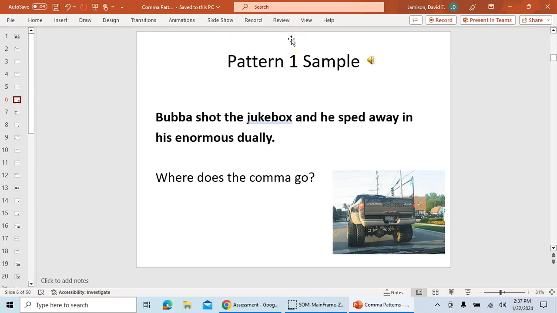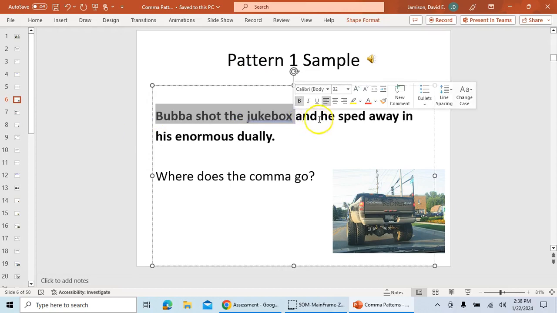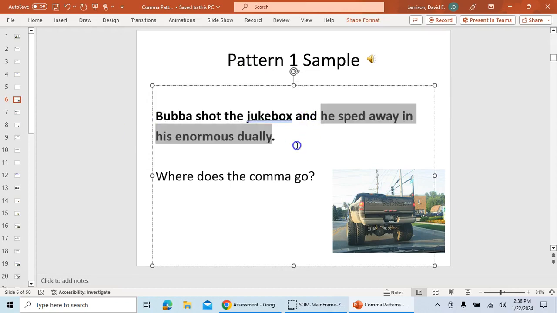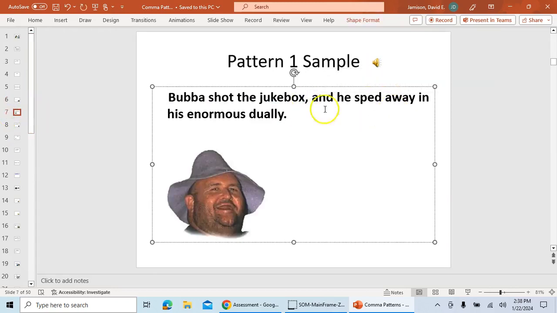Sample 1. Bubba shot the jukebox and he sped away in his enormous dually. So this is 2 independent clauses connected with the fanboys. Bubba shot the jukebox is 1 independent clause. He sped away in his enormous dually is another independent clause. If we connect these this way, it means that we need to have a comma, and we need to put it right before the word and here. You can see the spell check software is trying to correct this right now. You can see there's the comma in the corrected version.